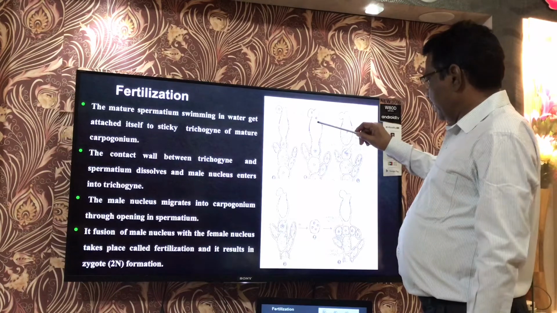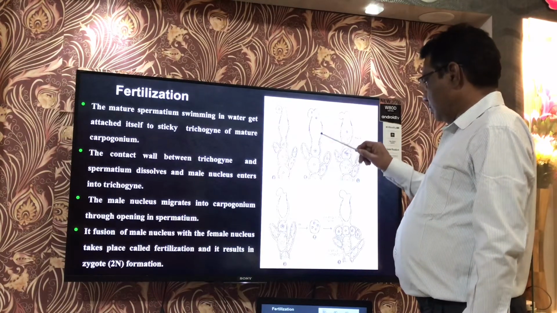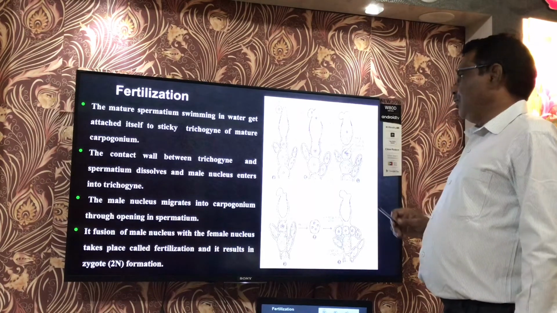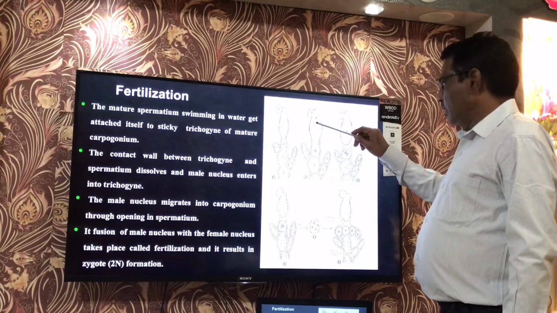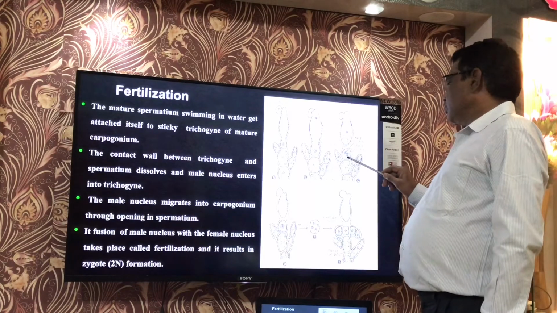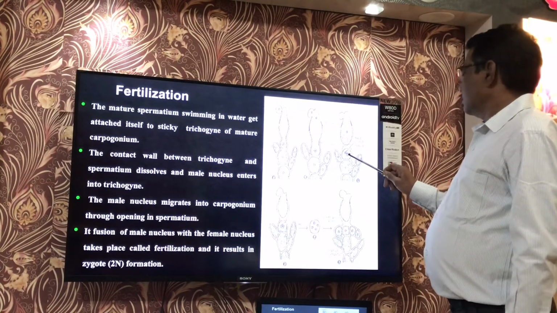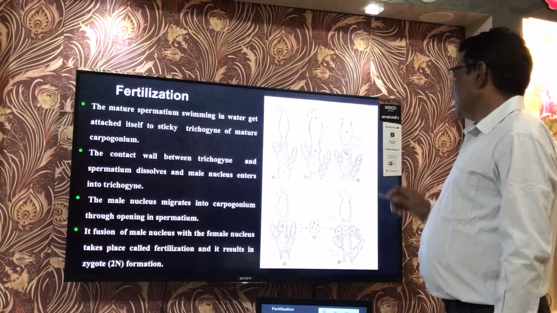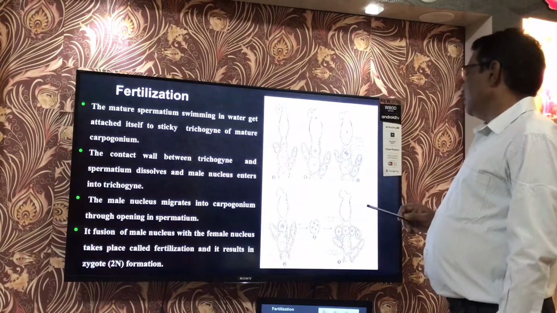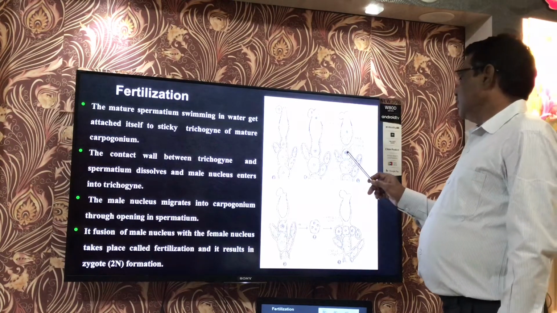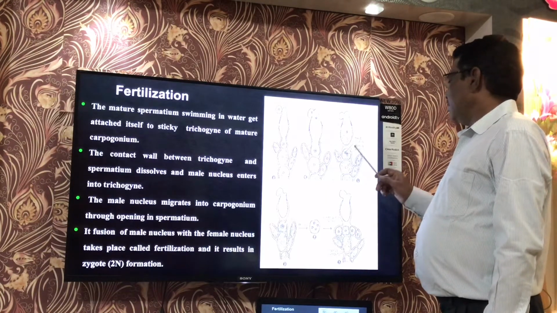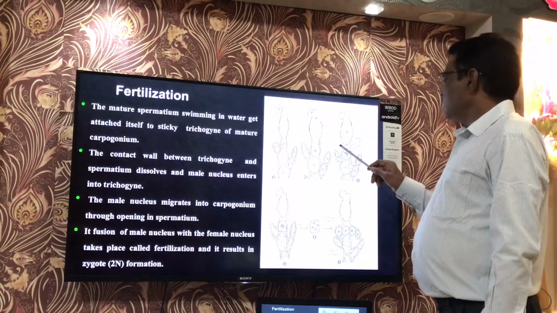And this male nucleus ultimately travels towards the female gamete, that is the egg nucleus, in a downward direction through the cytoplasm of the trichogyne, and ultimately it is brought to the surface of the egg nucleus, which lies side by side. Once this male nucleus comes in contact with the egg nucleus or female nucleus, they get paired, and after the pairing of male nucleus and female nucleus, a mucilage plug is developed.